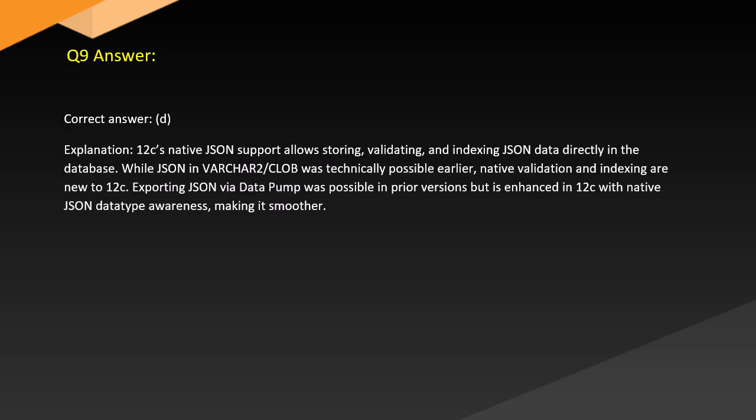Answer. Correct answer: D. Explanation. 12c's native JSON support allows storing, validating, and indexing JSON data directly in the database, while JSON in VARCHAR or CLOB was technically possible earlier. Native validation and indexing are new to 12c. Exporting JSON via Data Pump was possible in prior versions, but is enhanced in 12c with native JSON data type awareness, making it smoother.